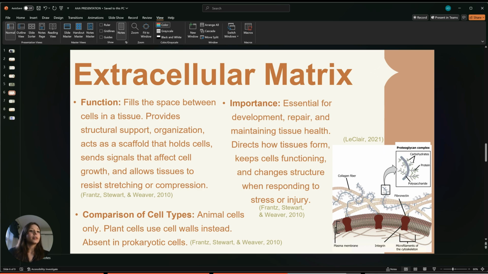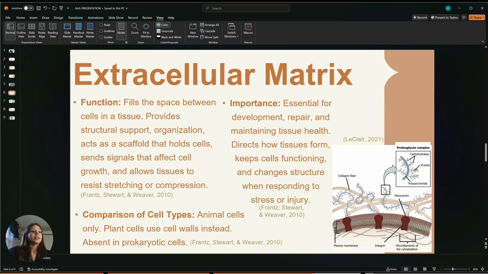It also sends biochemical and mechanical signals that affect growth, movement, and survival. It helps regulate water balance, stores growth factors, and allows tissues to resist stretching or compression. The ECM is essential for development, repair, and tissue health. It helps form tissues, keeping cells functioning, and responds to stress or injury. Damage in ECM proteins can lead to diseases like fibrosis and cancer.